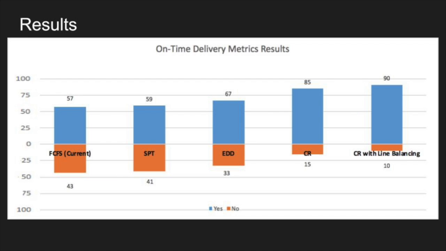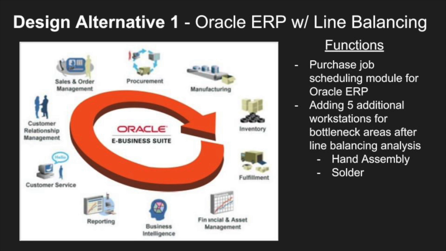As a result, first-come, first-served will run whatever is in front of them. The results are clear. If supplier A utilizes the critical ratio while adding the appropriate number of workstations to eliminate the production bottlenecks, then their on-time deliveries will increase substantially. I was able to develop two solutions for supplier A.